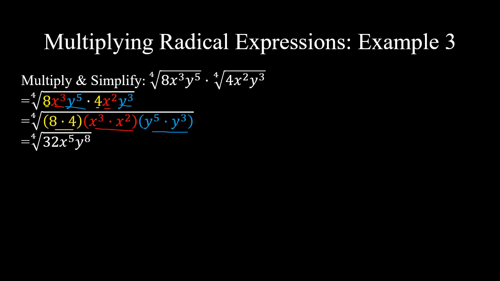8 times 4 is 32. x cubed times x squared, we just add those exponents. So 3 plus 2 is 5, which gives us x to the fifth. And then, of course, so here's our 32, here's our x to the fifth. And then, of course, we have y to the fifth times y cubed. We're going to add the 5 and the 3, which gives us y to the eighth.